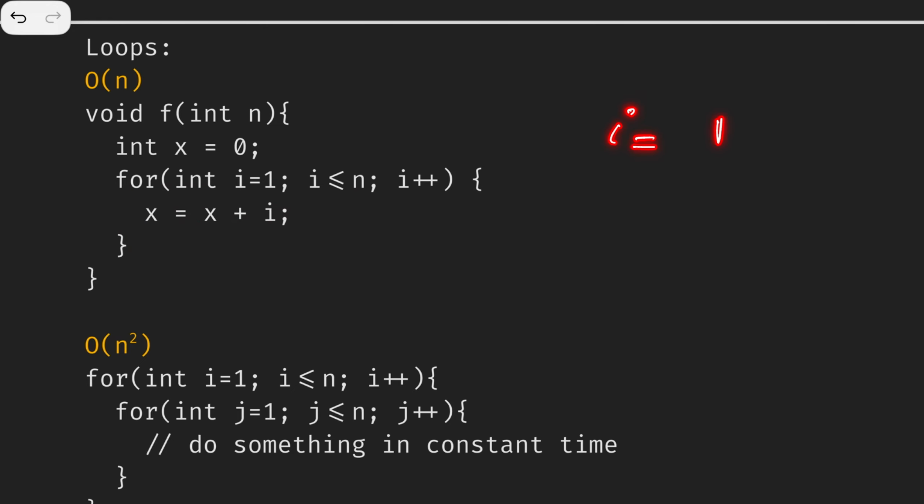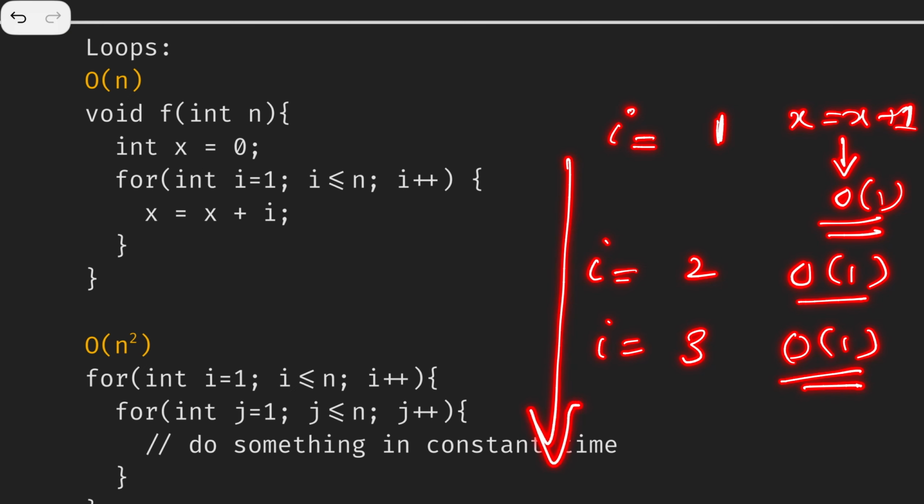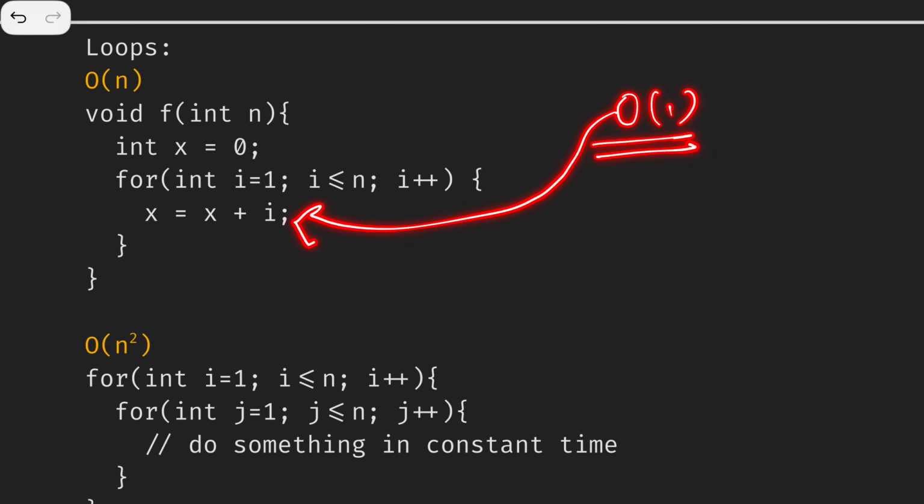So when i is equal to 1, it's going to do x is equal to x plus 1. It will take constant amount of time, O of 1. When i is equal to 2, again it's going to take O of 1 time. When i is equal to 3, again it will take O of 1 time, correct? So how many times it's going to take O of 1 time? So time complexity for this particular function is going to be O of 1, that is constant amount of time to perform this internal operation, into number of times we are performing this operation. How many times we are performing this particular operation? Well, it's n times, right? Because i is varying from 1 to n.